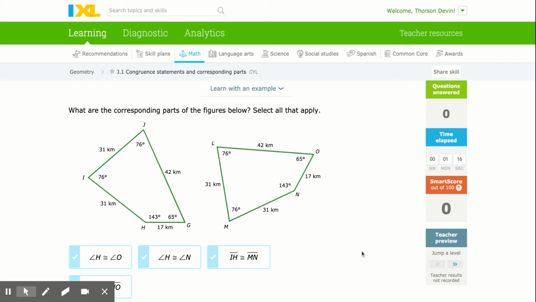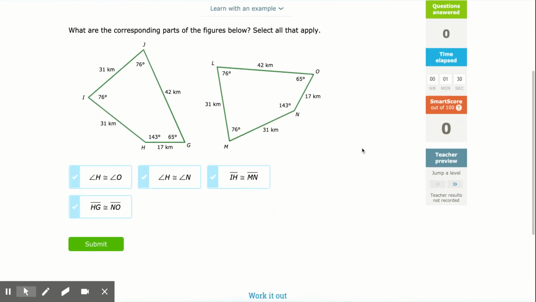Welcome. In this lesson, we're going to help you understand the concept of not only congruent statements, but also how to identify corresponding parts of congruent figures. The first thing I want to emphasize is what the symbol between the two angles means. It looks kind of like an equal sign with a squiggly line above it. That means congruent, or in other words, it's the same exact size and shape as the other one.